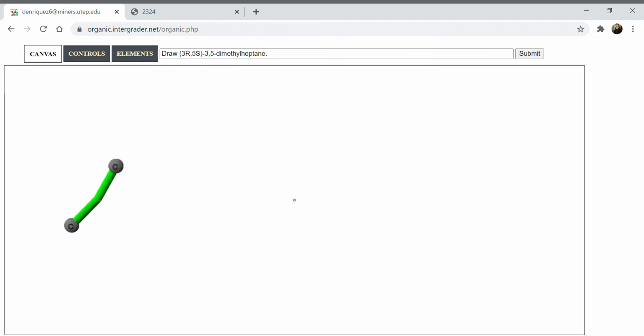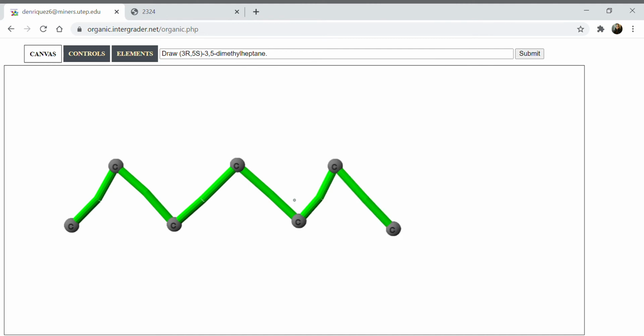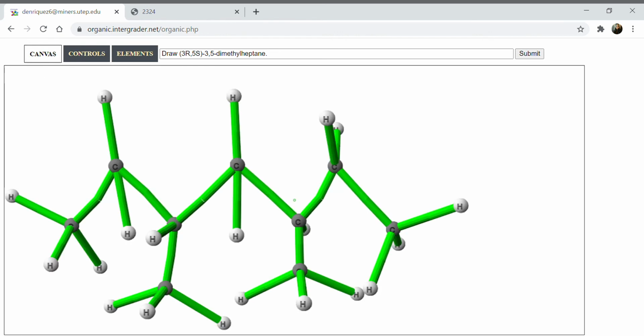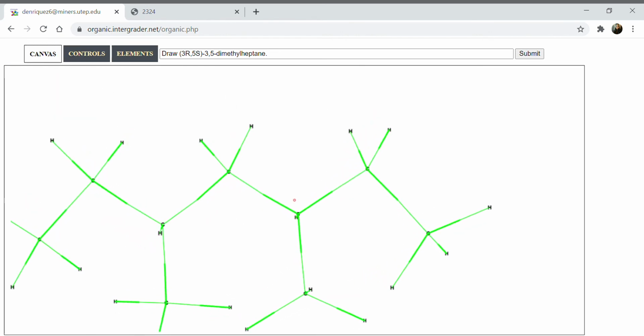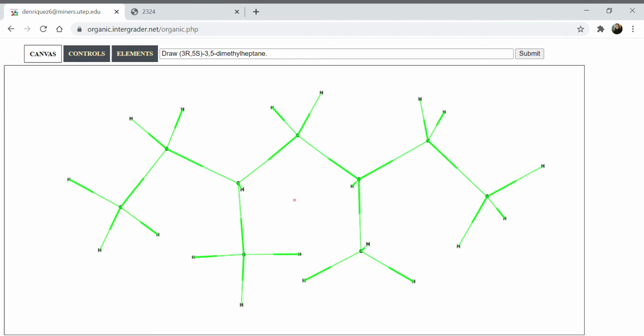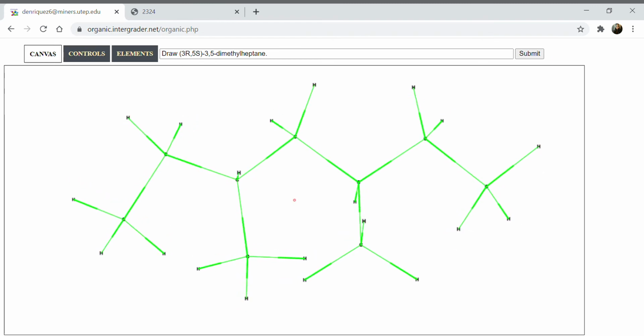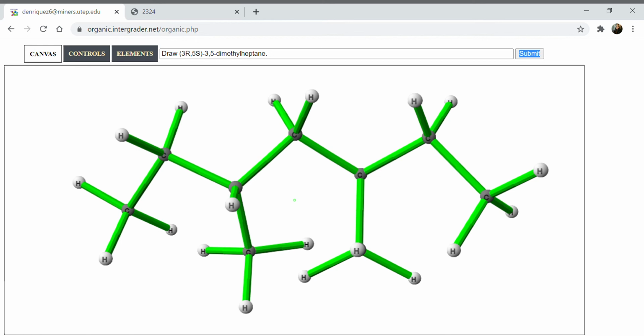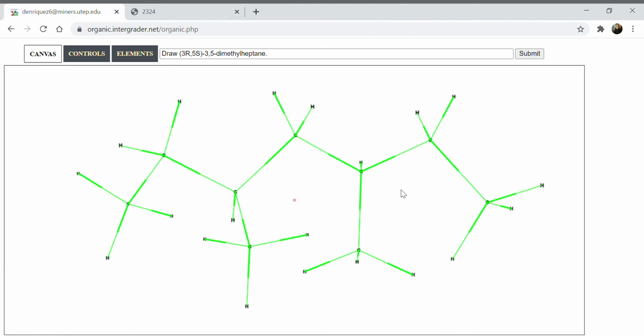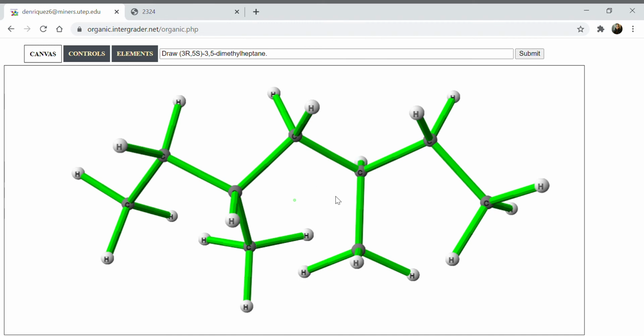Draw a heptane again. Methyl at the 3 position, methyl at the 5 position. Add your hydrogens, arrange, fit, roll. Okay, so I see we have R conformation S. So this might be right, but it might also be reversed.